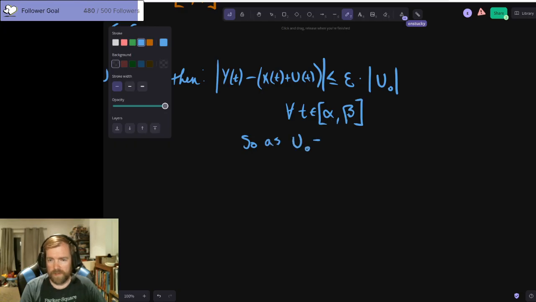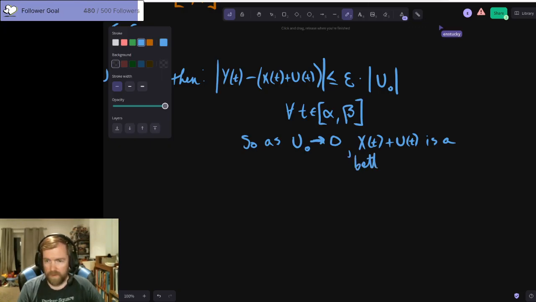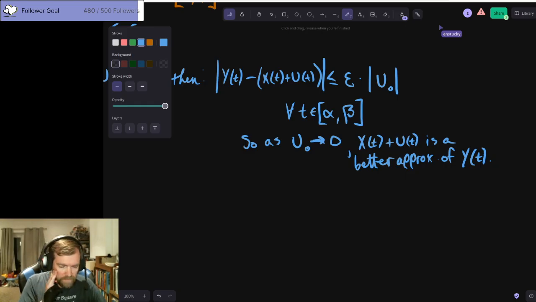So as u0 goes to 0 in its size, regardless of whether it's positive or negative, x of t plus u of t is a better approximation of y of t. Yeah.